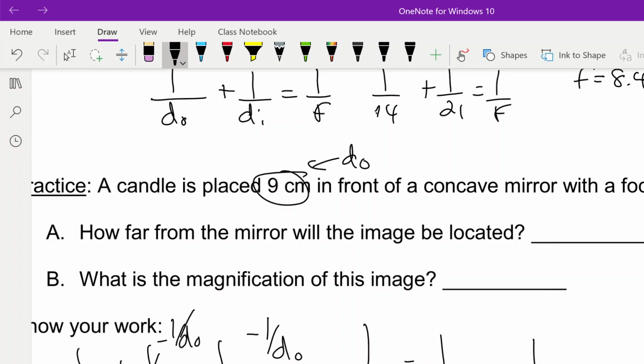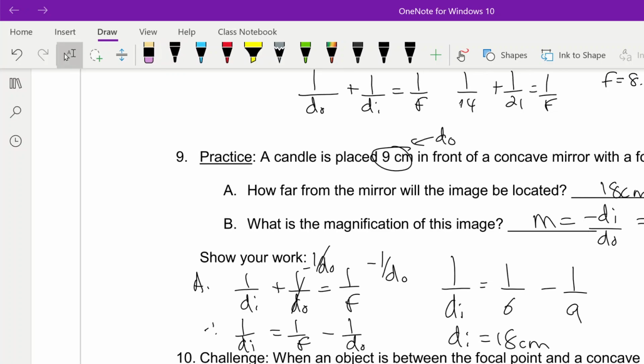So now, that's 18 centimeters up here. What's the magnification? Well, it's going to be m equals negative di over do. That's equal to negative 18 over 9, which is negative 2. So in other words, it's twice as big, it's larger, but it's inverted. That's the thing about the negative sign.